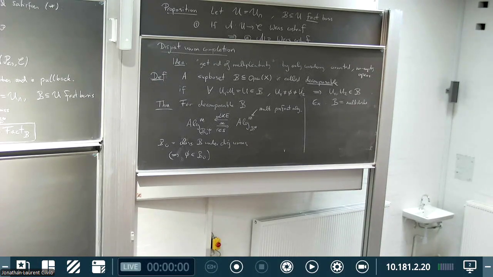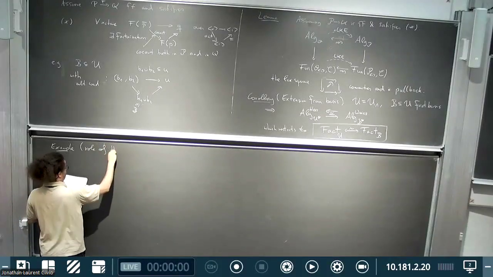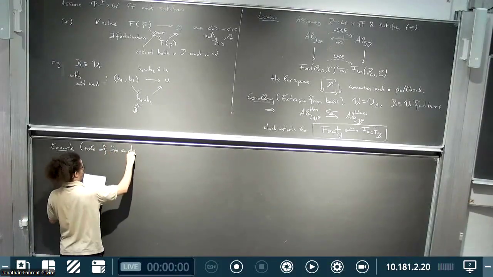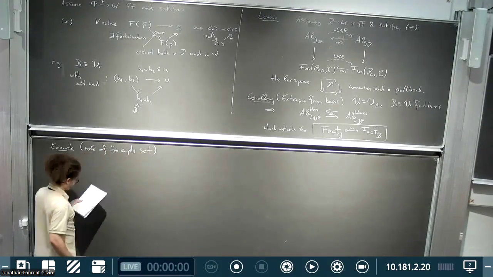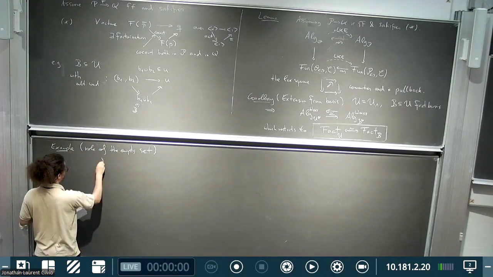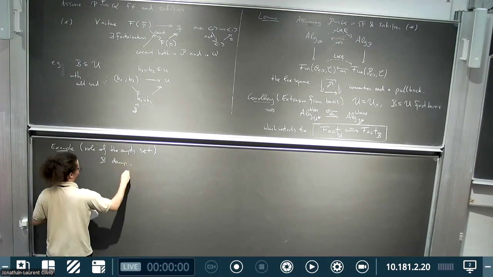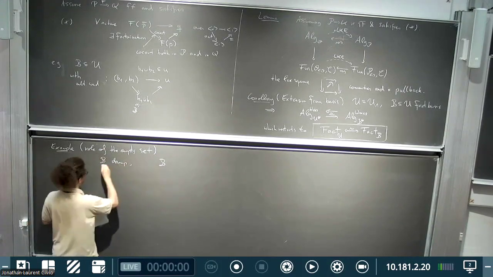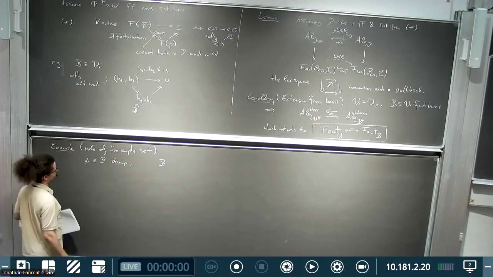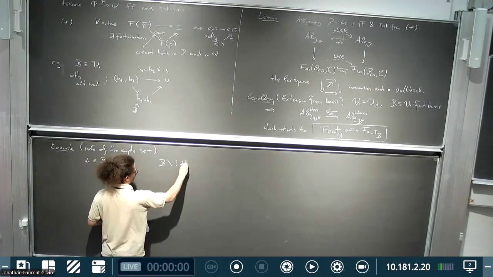So, example. So this is about the role of the empty set. Okay. So observe that if you have a B, so let's say we have B decomposable, and let's say B contains already the empty set. And then you might wonder what happens if you remove the empty set.